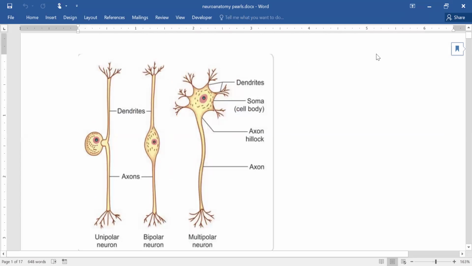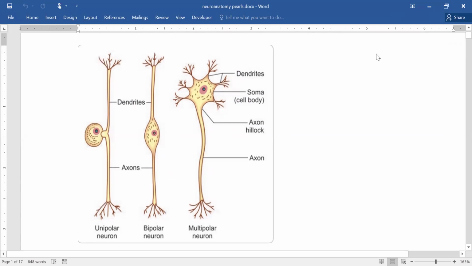So today we will focus on the spinal cord. Some important points and MCQs. We will discuss some important points and the MCQs. Now the picture here is showing three types of neurons: unipolar, bipolar, and multipolar neurons.